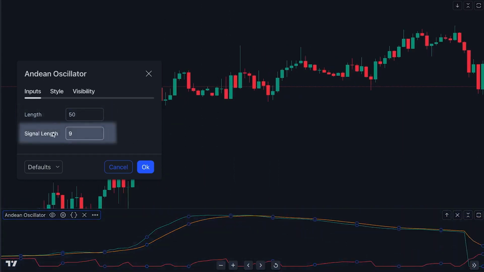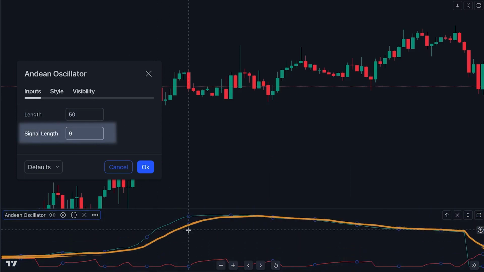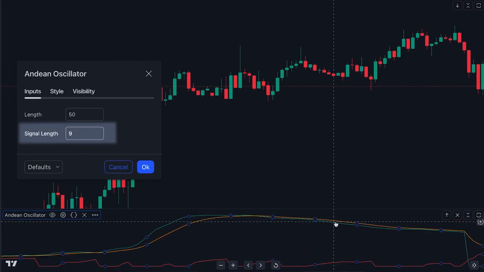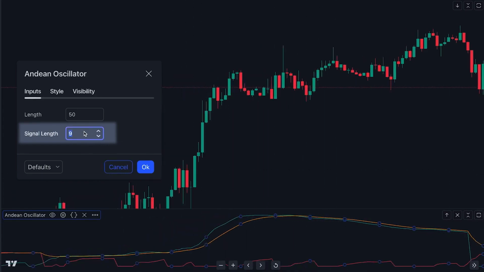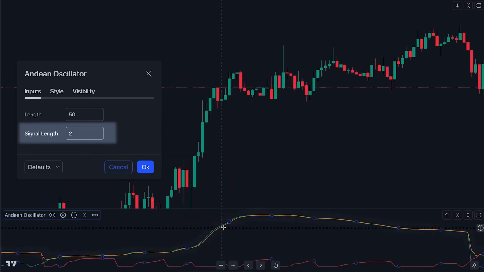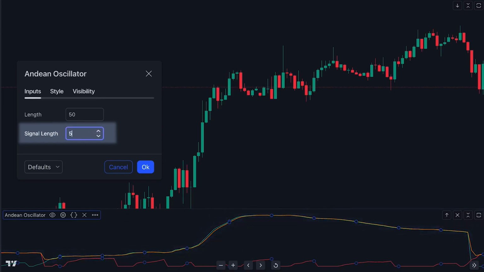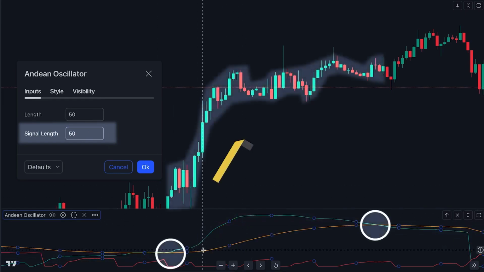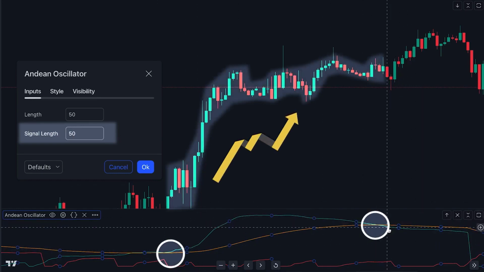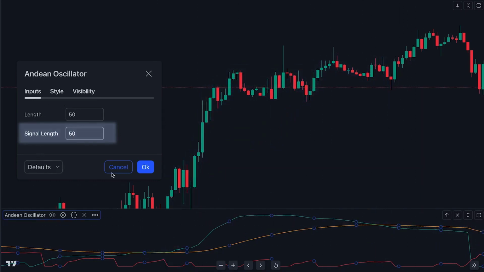Next is the signal length, which is this line. This is just a moving average and it will be used for entries and exits. So if we decrease this value, you'll notice the signal lines will tighten more to the others, and this can result in a lot of mixed signals. We will increase this to 50, smoothing out the signals detected, and this will eliminate a lot of false signals. Those are the only changes we will make. Go ahead and click OK.